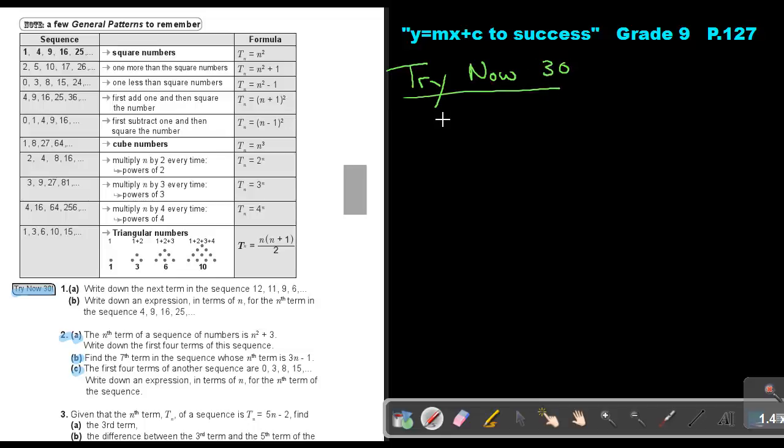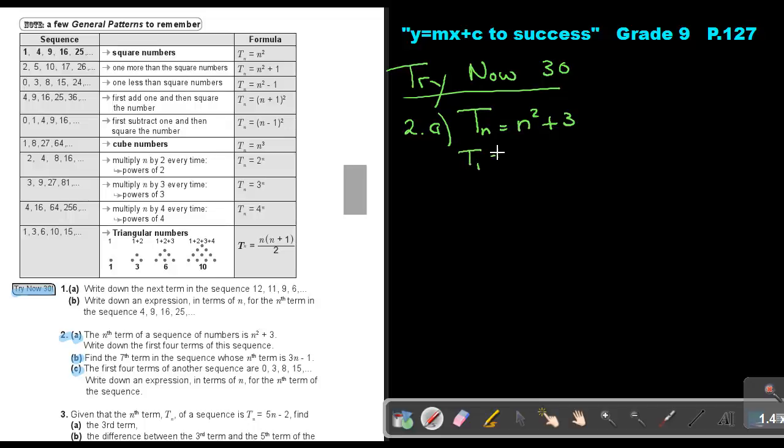Okay, let's start. Try now of 30, and we're going to start with number 2a. The nth term of the sequence of a number is this. So they're giving me the formula. Now, they're going to go on. Write down the first 4 terms of this sequence. Now, all that you do is you substitute for the first term, you substitute 1.